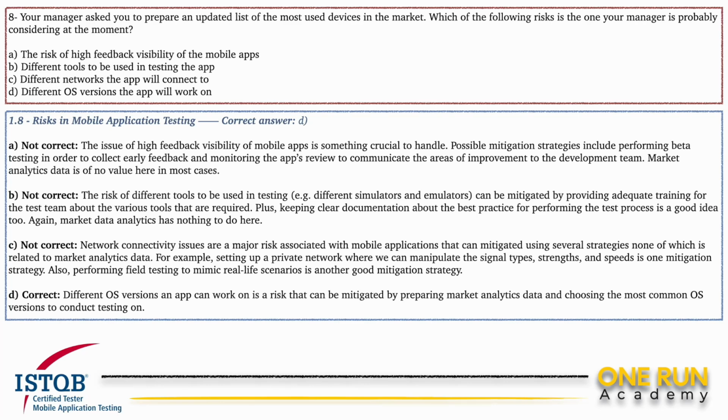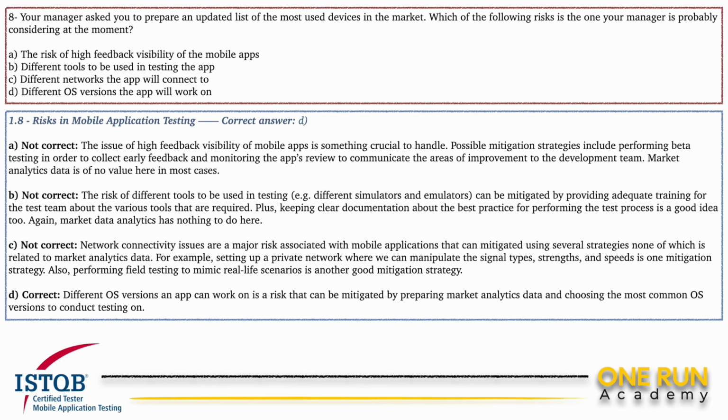Finally, option D addresses the different OS versions the app will work on. This risk can be effectively mitigated by using market analytics data to identify the most common OS versions. Performing our tests on these common versions ensures broader compatibility and reduces the risk of the app not functioning well on popular devices. So option D is indeed the best option we have.